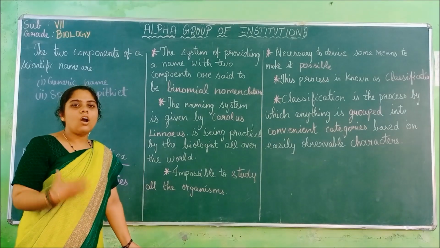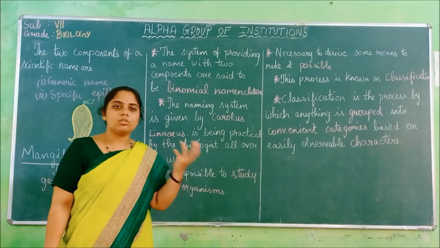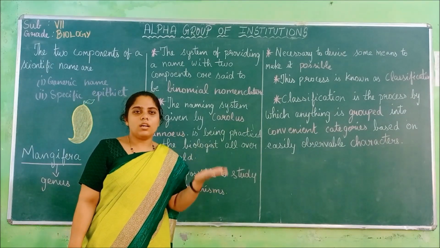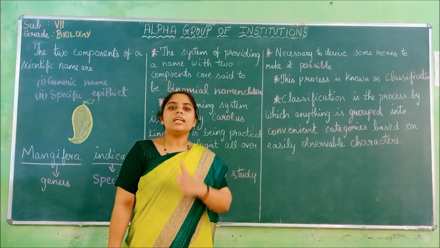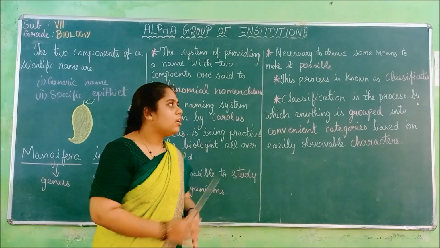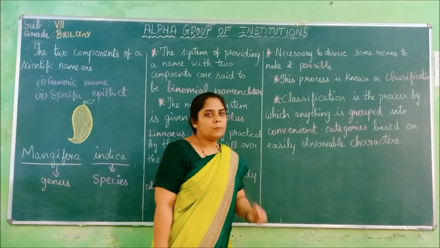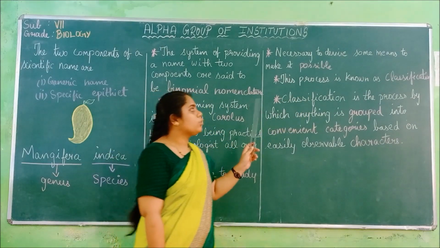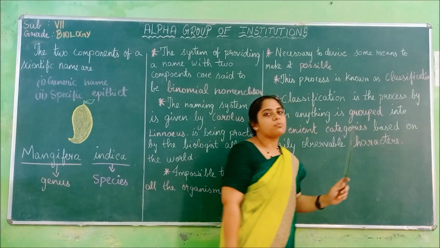To study all the organisms one by one, the 1.7 to 1.8 million species, it is very difficult. So there has to be some way to make it possible. To overcome that difficulty, classification was brought about.